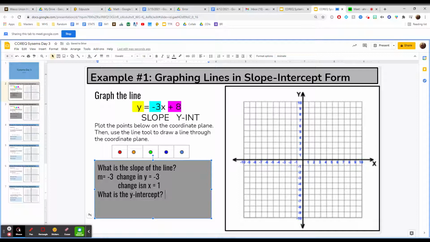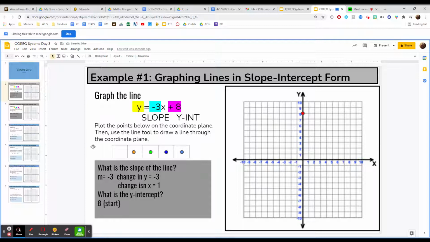Now I also need to identify the y-intercept, and my y-intercept is this one right here, so the +8. And remember, the y-intercept is where my graph, where my line begins, where it goes through the y-axis. Okay, so that's where I'm gonna put my first point, where it's 8. So I'm gonna drag this point and place it onto 8. So there's my first point.